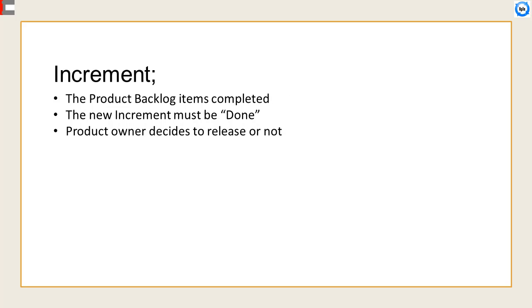The increment is the sum of all the product backlog items completed during a sprint, and the value of the increments of all previous sprints. The new increment must be done, which means it must be in a usable condition and meet the Scrum team's definition of done. It must be in a usable condition regardless of whether the product owner decides to actually release it. When a product backlog item or an increment is described as done, everyone must understand what done means.